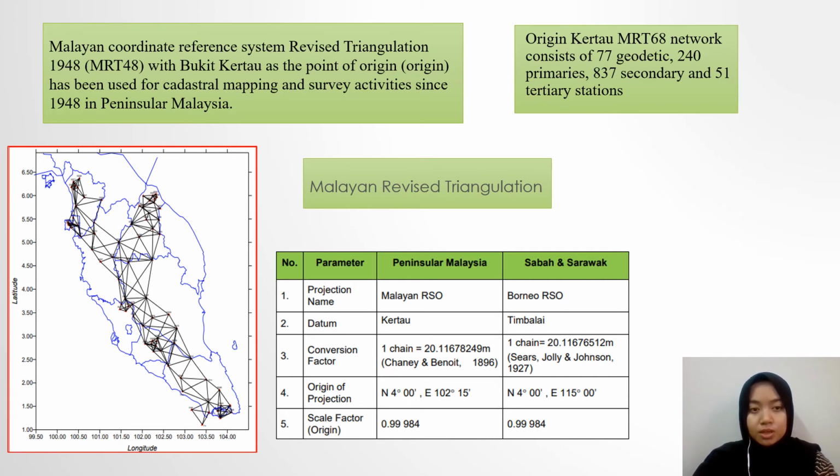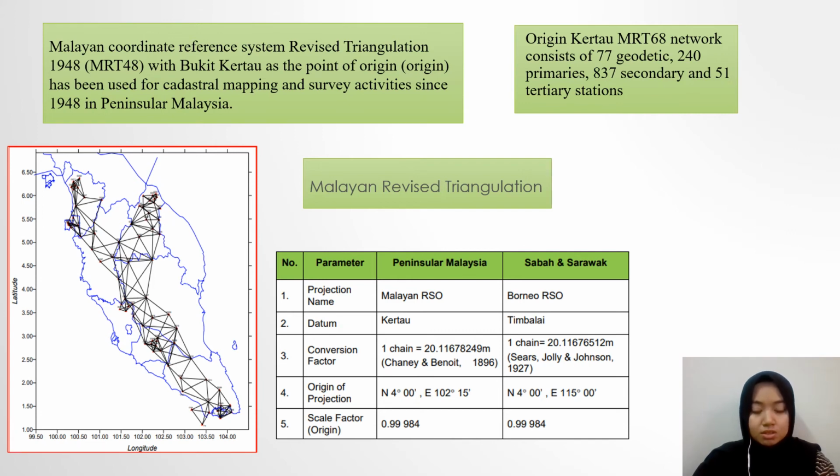Malayan Revised Triangulation is a Malayan coordinate reference system, revised triangulation with Bukit Kertau as the point of origin, and has been used for cadastral mapping and survey activity since 1948 in Peninsular Malaysia.